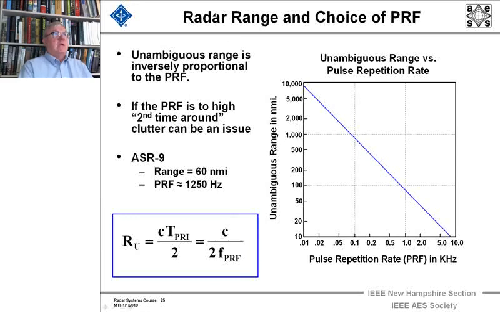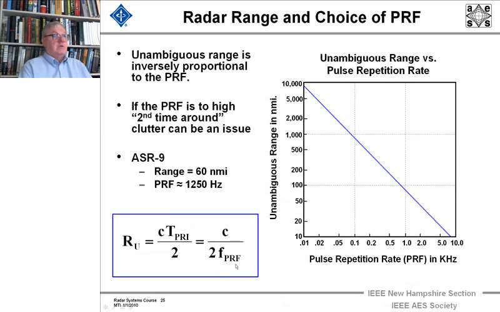Now let's look at the radar range and the choice of the PRF that we choose. Here's a graph which just shows you the unambiguous range on the vertical axis, and notice this is a logarithmic scale in nautical miles. It's plotted as a function of the speed of light over 2 times the PRF. And here's the PRF on a log scale. You see it's a straight line on a log scale.